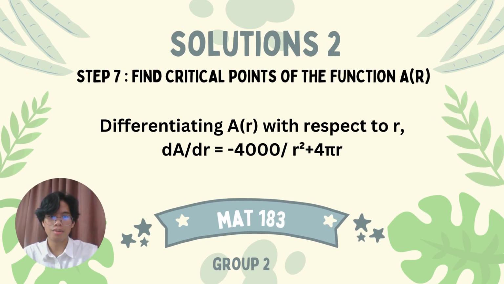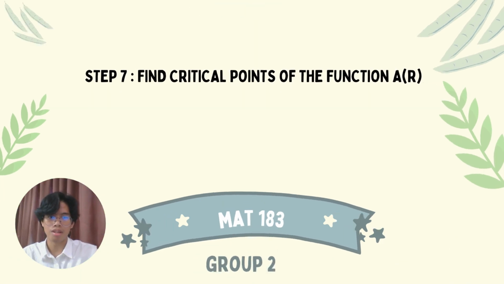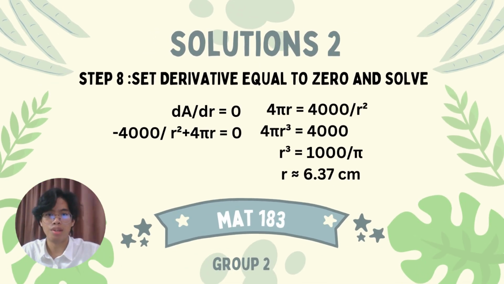For step 7, we need to find critical points of the function A of R. To find the critical points, we need to differentiate A of R with respect to R. So we write down dA over dR equals negative 4000 over R squared plus 4 pi R. For the next step, we need to set the derivative equal to 0 and solve. So first, we write down dA over dR equals 0. Then we substitute the value and we get negative 4000 over R squared plus 4 pi R equals 0.